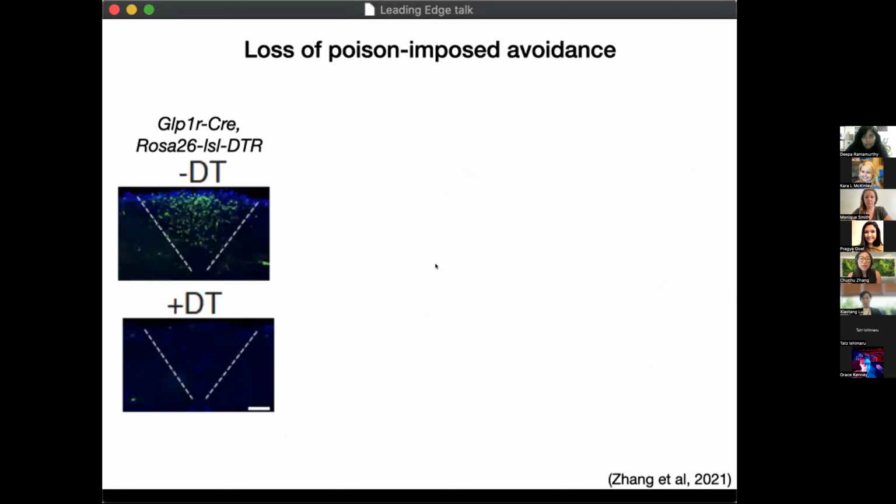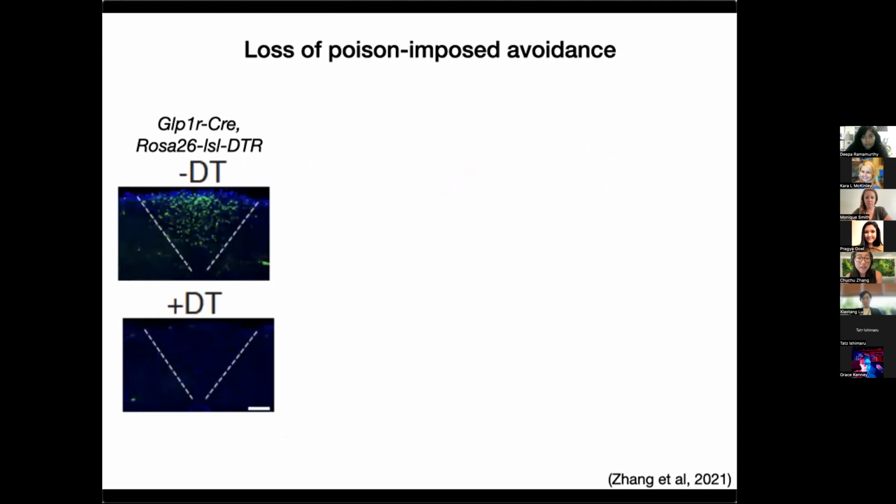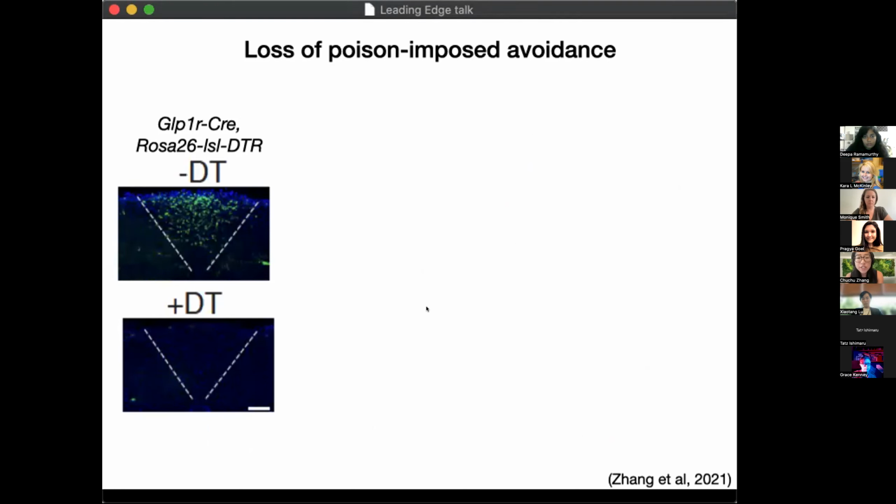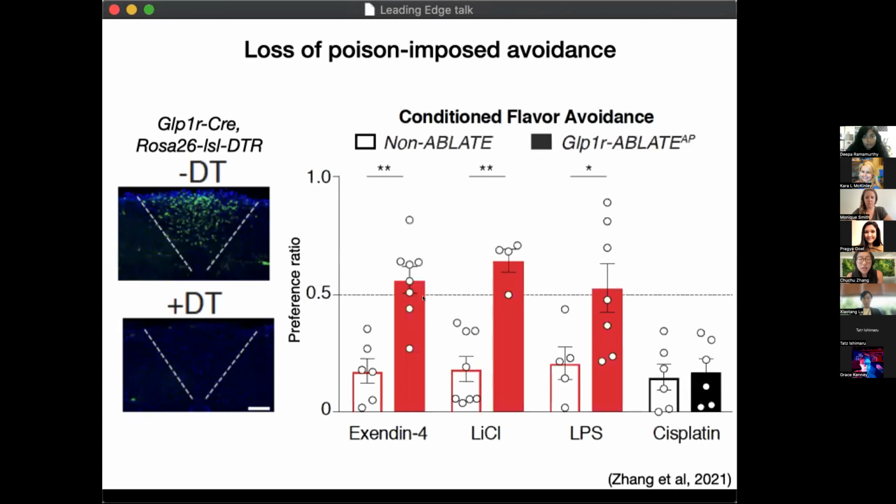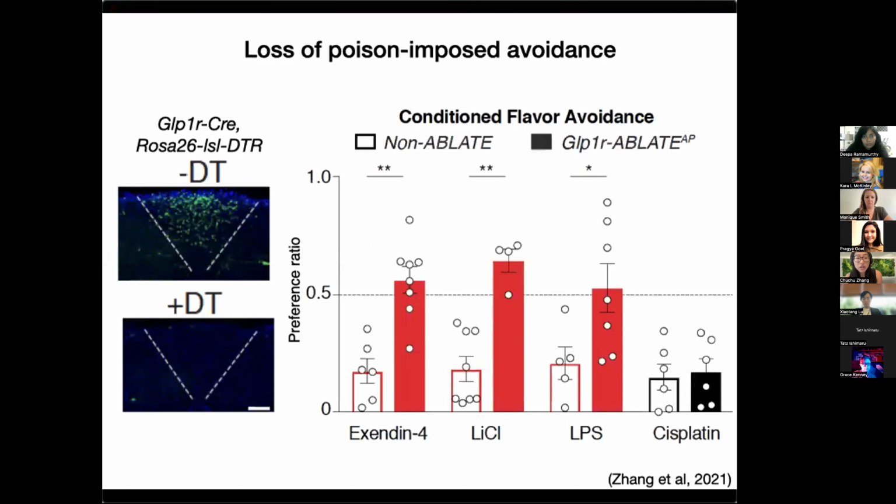To test whether avoidance-promoting neurons are required for poison responses, we used a genetic ablation approach to ablate the GLP-1R neurons in the area postrema. After ablation, mice failed to display avoidance conditioned to X74, lithium chloride, and LPS, but not to cisplatin. This suggests that several visceral malaise cues act through the area postrema for aversion.